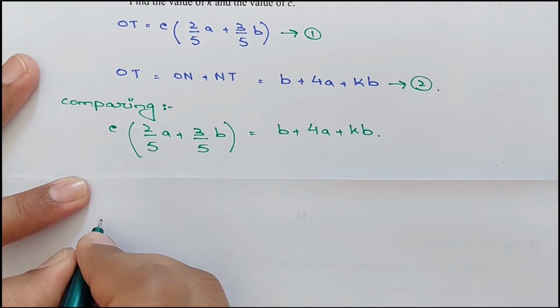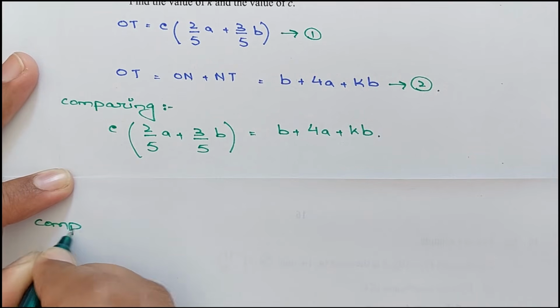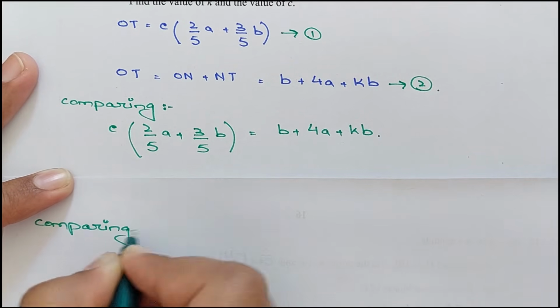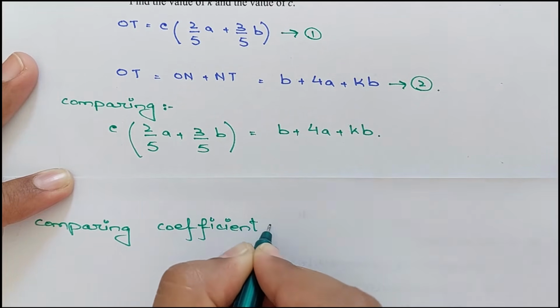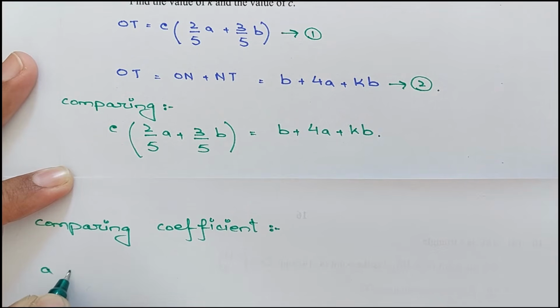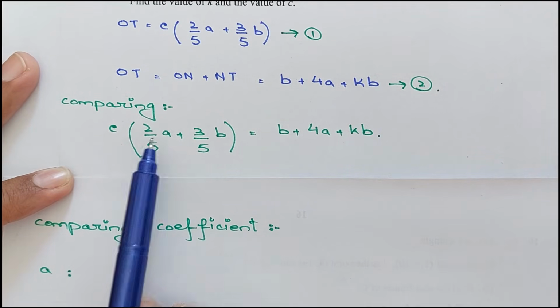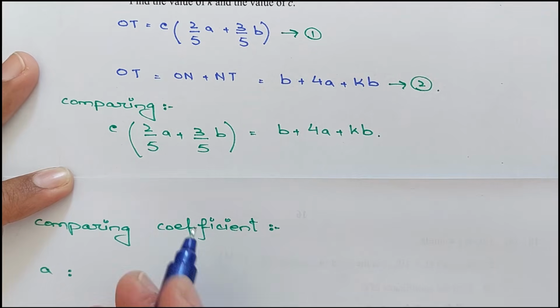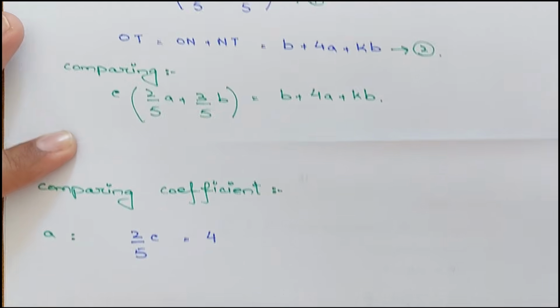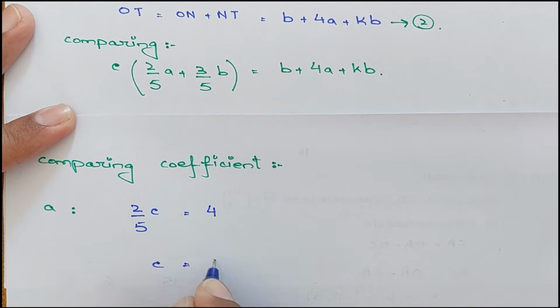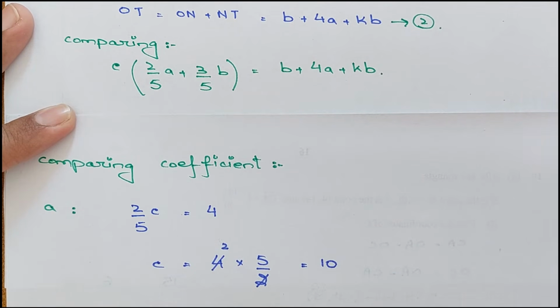Now we have to compare the coefficients first. Comparing coefficients of A and B on both sides. So first let me compare the coefficient of A. What are the A coefficients? 2 by 5C is on the left side. Constant equals to the A is 4. So from here we can easily find the value of C. So C is going to be 4 into 5 by 2, the reciprocal. 2 times 1 is 2, 2 times 2 is 4, and 2 times 5 is 10. So the C value is 10.